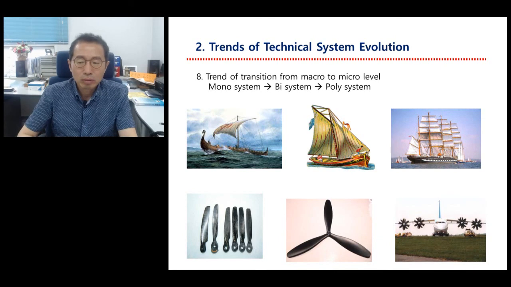As shown in the picture, the sail used in sailboats developed from a mono system to a bi-system and multi-system. And the propellers used in propeller planes also evolved from mono propellers to bi-propellers and multi-propellers.